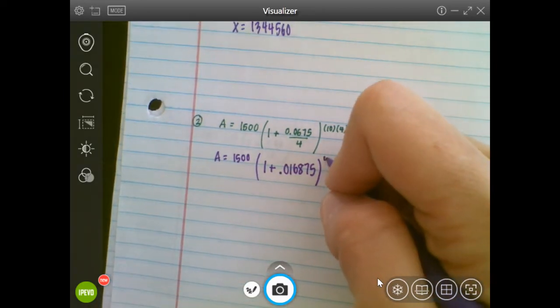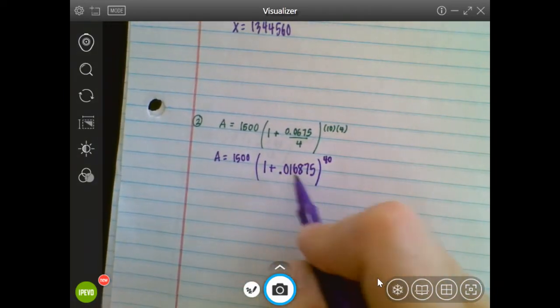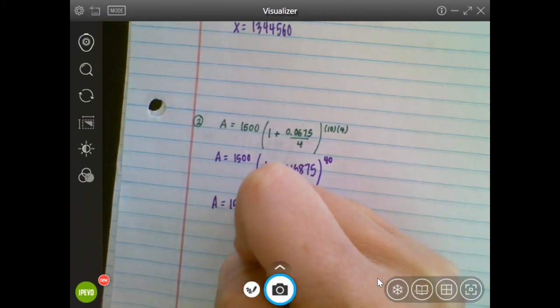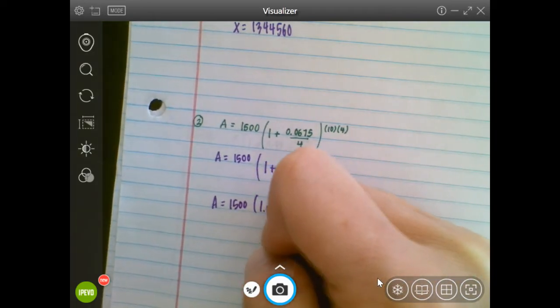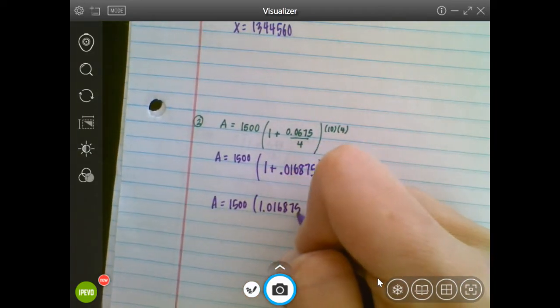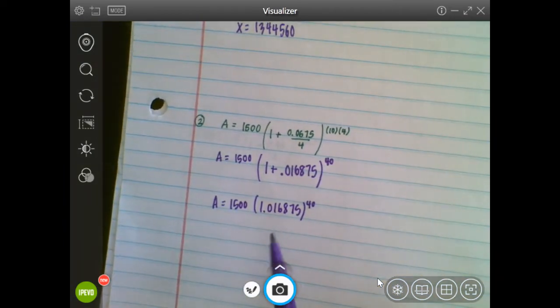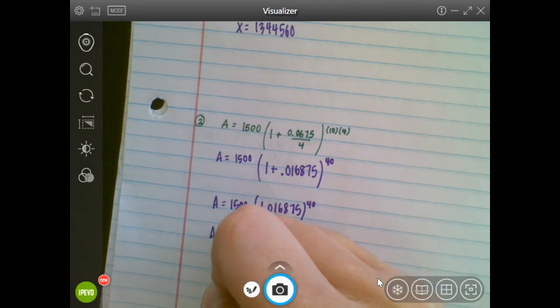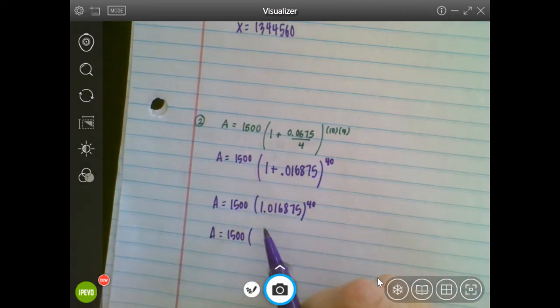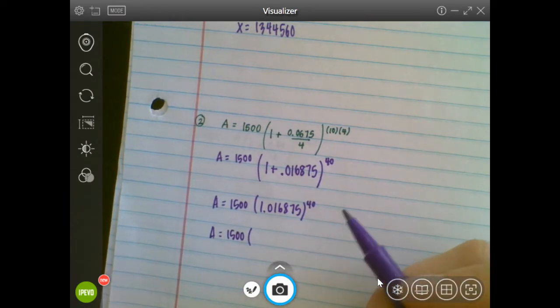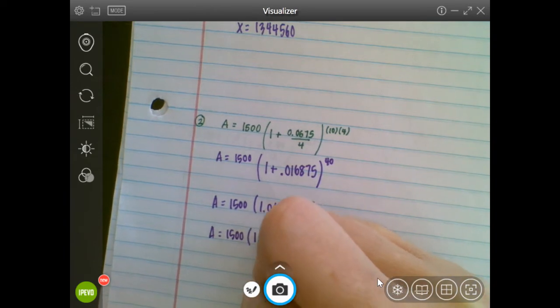So 10 times 4 gives me an exponent of 40. I still have some stuff to clean up on the inside of the parentheses. So I'll pull down this a is equal to 1500. When I add those together, that's going to be 1.016875 raised to the 40th power. Now that I'm done cleaning up the parentheses, I'm going to evaluate this term with the exponent on it. So pull down the a is equal to 1500. This 1.016875 raised to the 40th power gives me another decimal, so about 1.953.